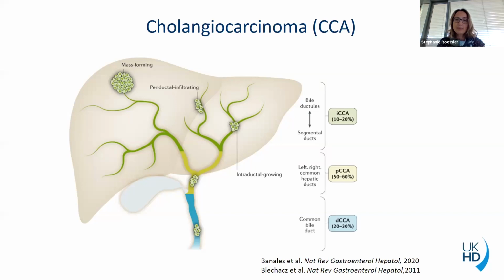The frequency of these tumors may vary between different cohorts. In general, the intrahepatic cholangiocarcinoma is the rarest type, followed by the distal, and then the perihilar is the most frequent type.